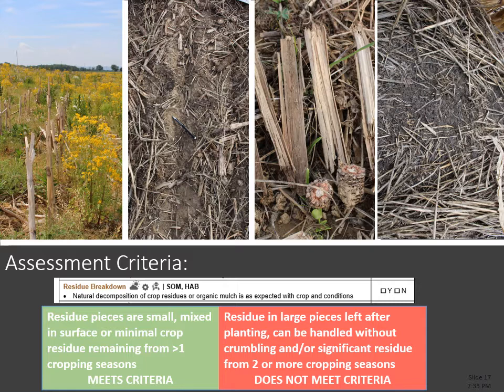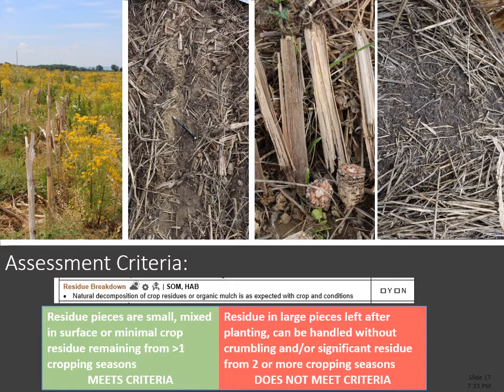You'll notice here that this corn stalk, we're still seeing that pith on the inside of that stalk, and it's not even discolored at all. And the same thing with that cob. We're seeing that pith material on the inside of that corn cob, and it's not breaking down at all. So are we meeting assessment criteria here for residue decomposition or residue breakdown? No, we're not.